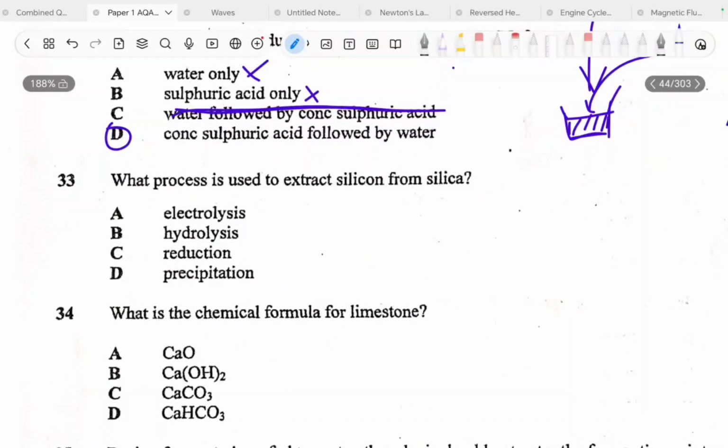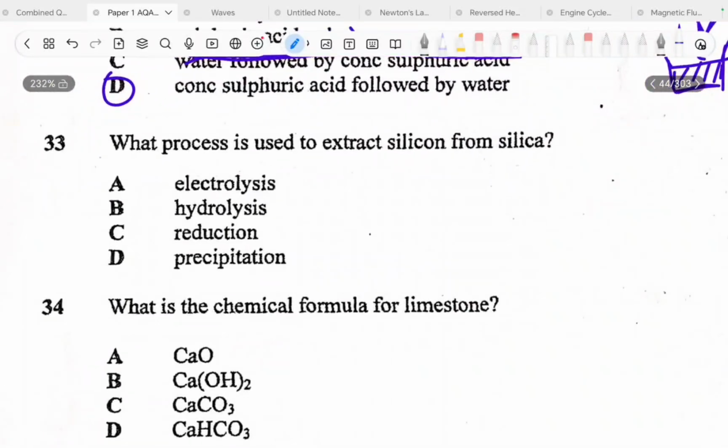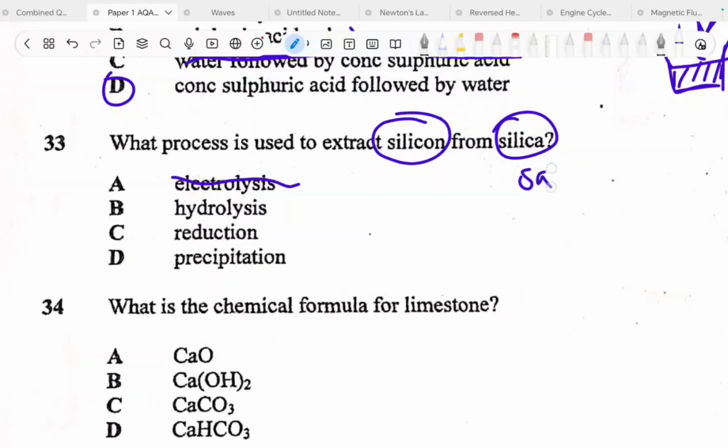What process is used to extract silicon from silica? Straight off the bat, I am tempted to say electrolysis, but it can't be electrolysis because silica is not an ionic compound. And do remember, silica is sand. So can you pour water into sand and separate it? No, so it can't be hydrolysis.